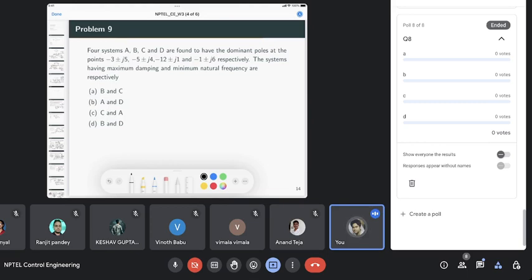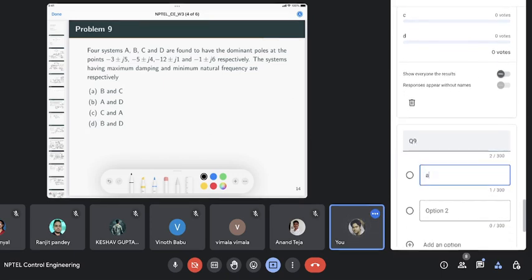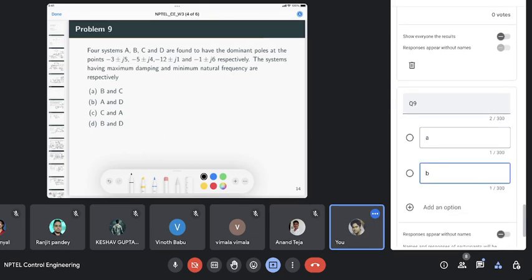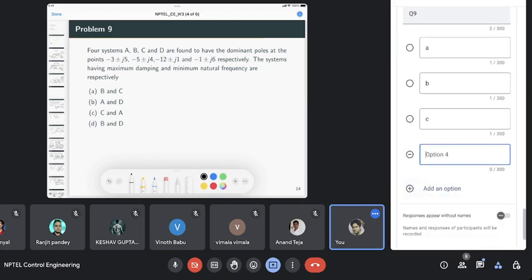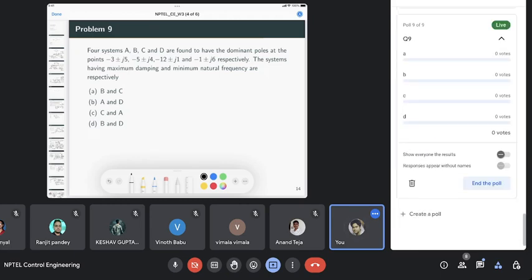So you are given four systems A, B, C, D with some pole locations. Then you have to identify the system which has the maximum damping and the system which has the minimum natural frequency. Question 9. You can answer through the poll, then we will discuss.